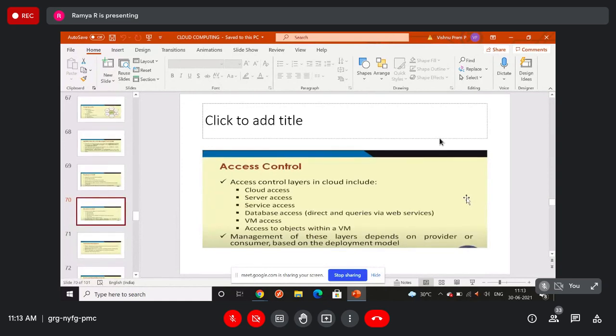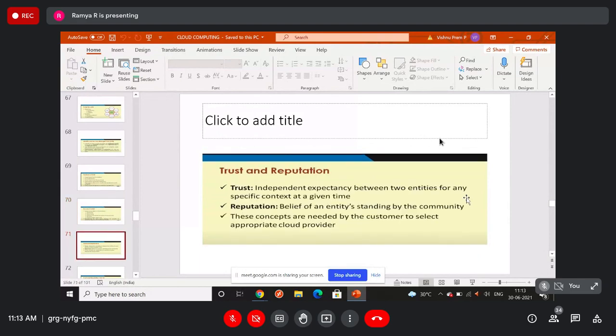Access control is again one of the things to provide confidentiality and integrity on the data. It has layers: cloud access and server access. At each and every level we have to give access to the cloud, the server, the service, the database, the virtual machines, and the objects within the virtual machine. At each stage we have to provide some access, so different access layers should be there. Then the data will be secure.